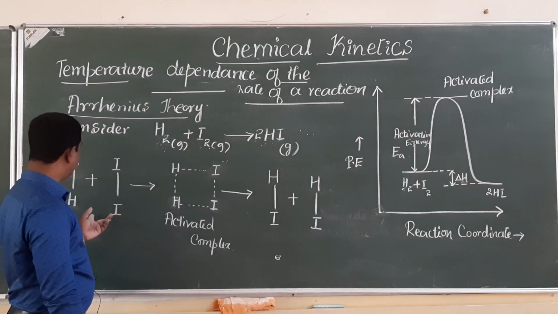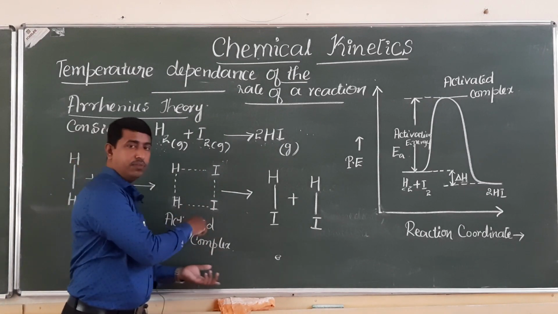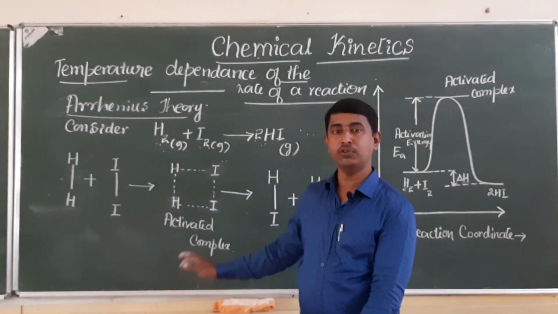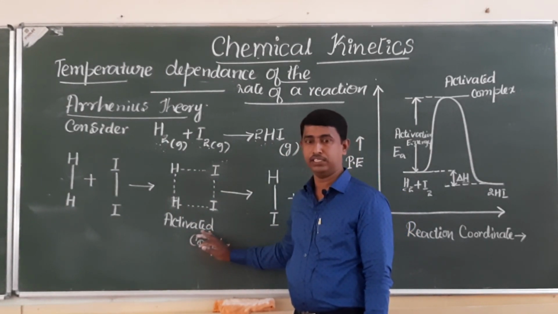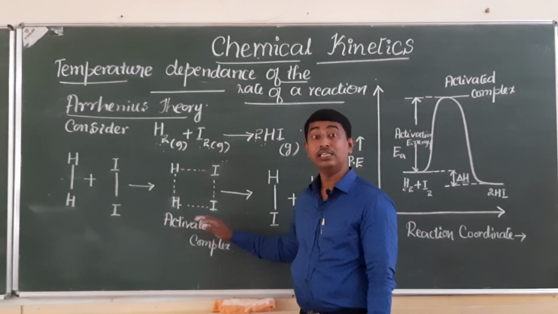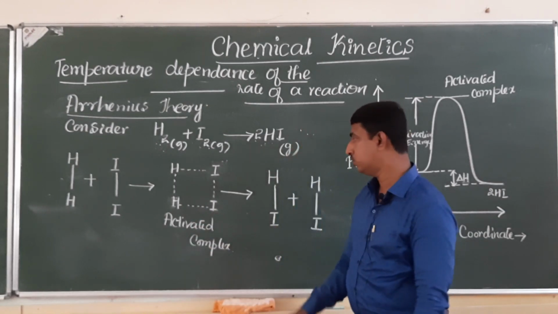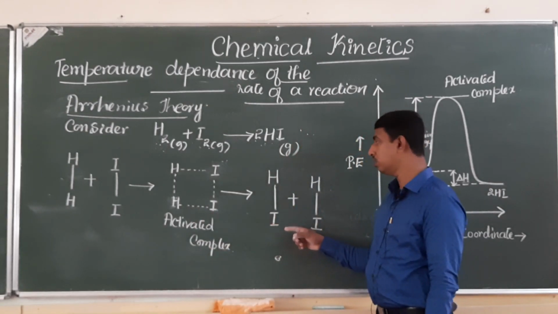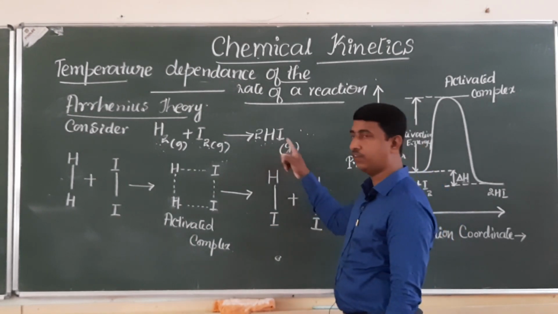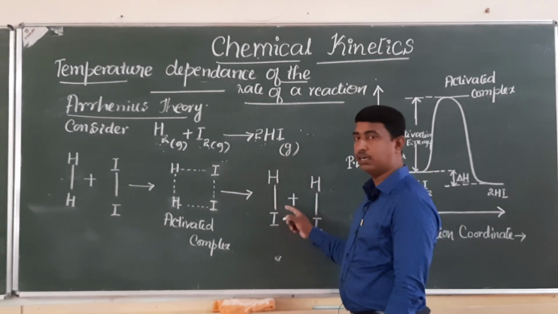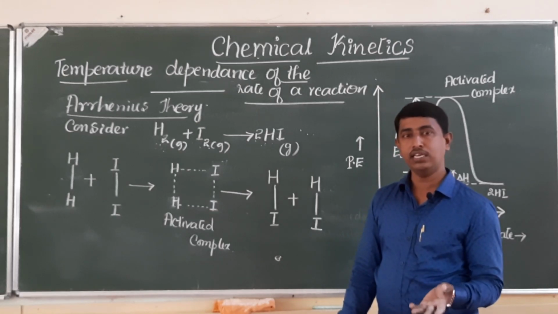So hydrogen combines with iodine, or collides with iodine, forming activated complex. To form this activated complex, a sufficient amount of energy is required. That energy is called activation energy. This activated complex, since it is having higher energy, is unstable, so it readily undergoes decomposition in order to give the products, 2 molecules of hydrogen iodide. See, during the decomposition, some amount of energy will be released.